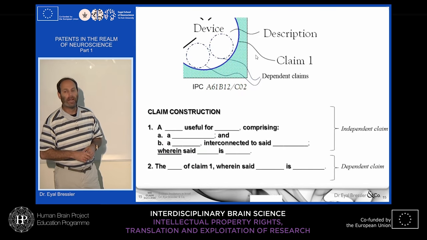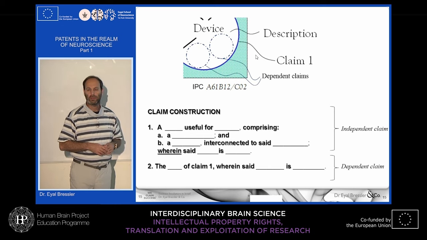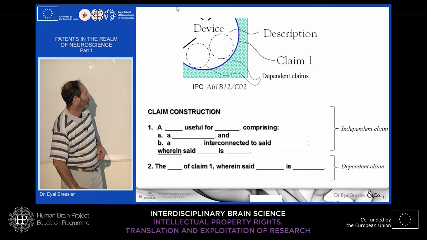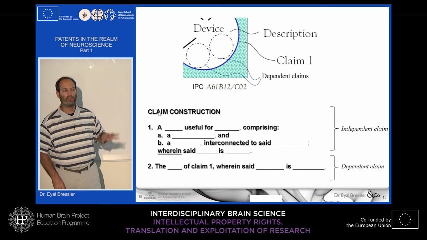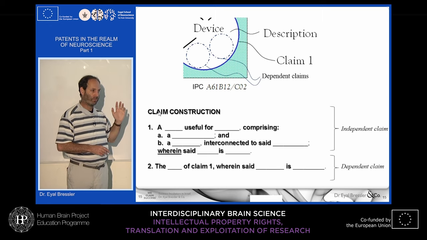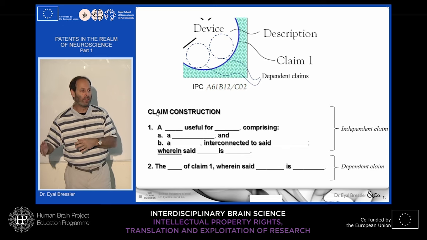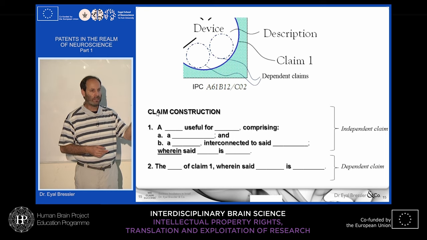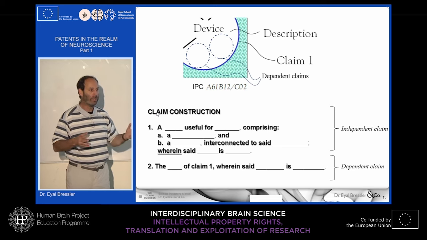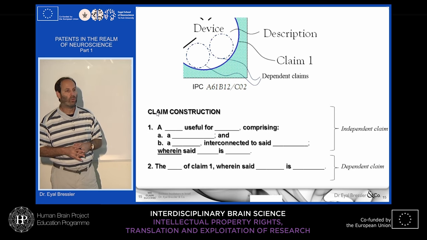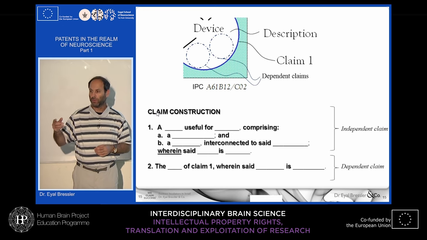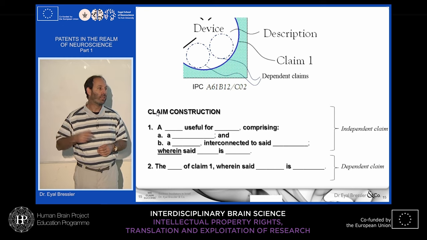How to construct a claim, how to define a technology. Not by law, but just by tradition. This is the language to define a technology. There is no other language other than the one written on the blackboard. Something useful for something, comprising a first module and a second module or third module, etc. All modules are interconnected to each other in a way. And then the miracle word, wherein. Wherein says, from the word wherein, something new, something inventive will come.